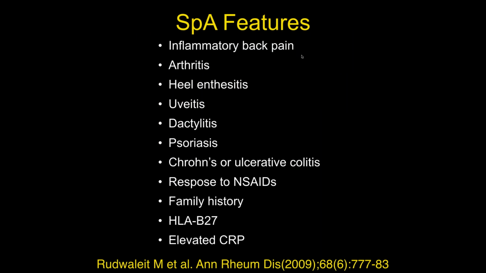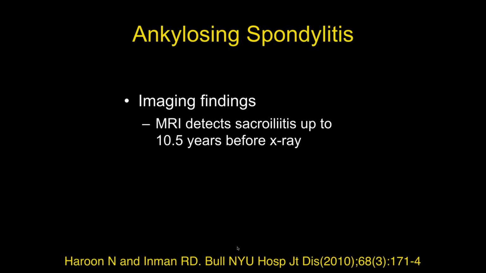Clinically, we look for inflammatory back pain, arthritis, heel enthesitis, uveitis, dactylitis, psoriasis, Crohn's disease, whether it responds well to NSAIDs, a family history of the disease, HLA-B27 and elevated CRP. There are a bunch of other serum studies you can do now, looking for antibodies, that can also be helpful, probably at least 50 of those that some people use.